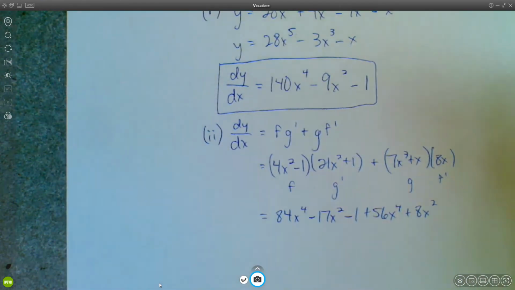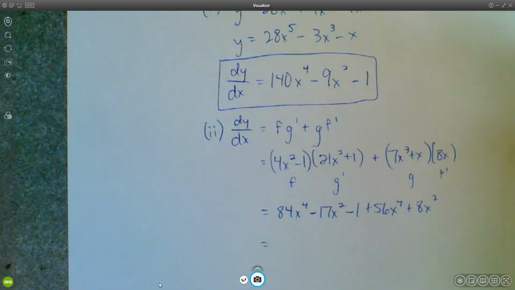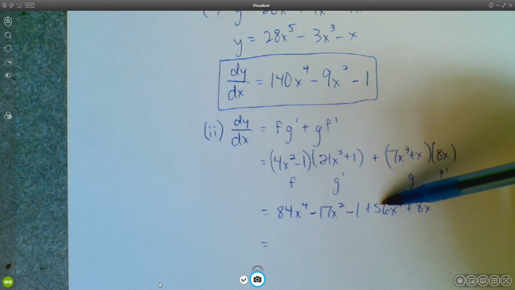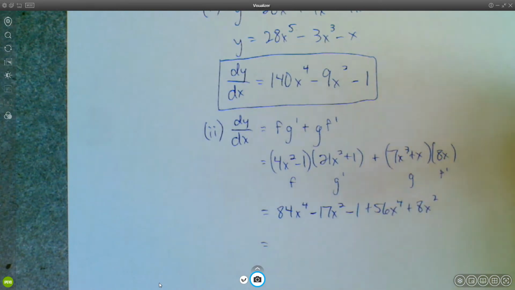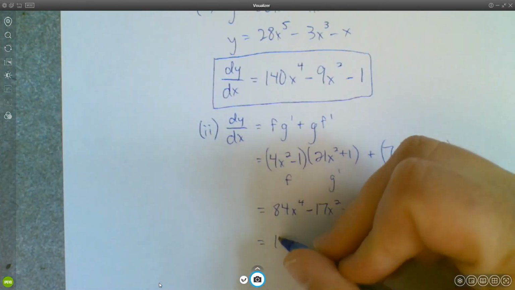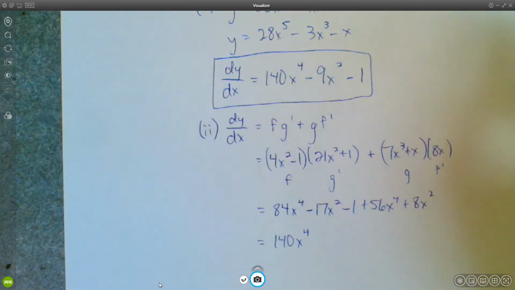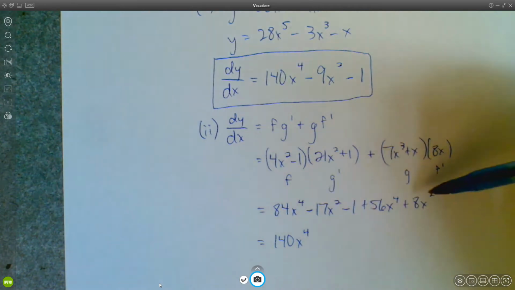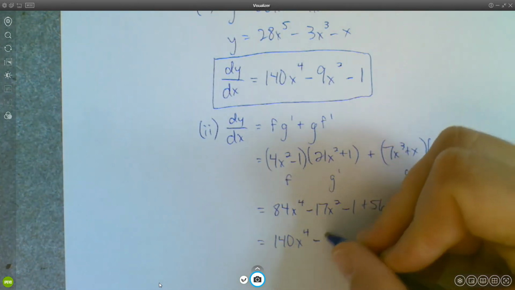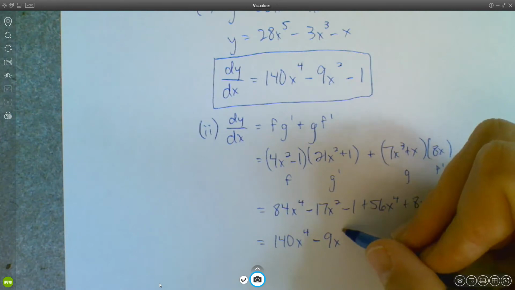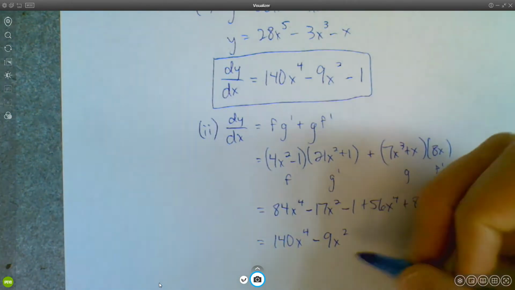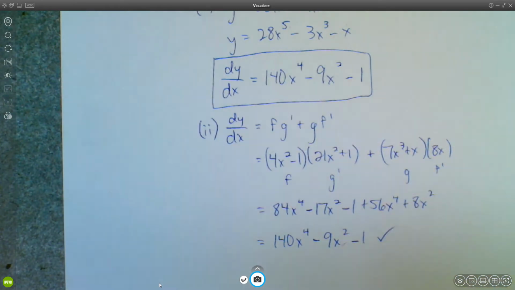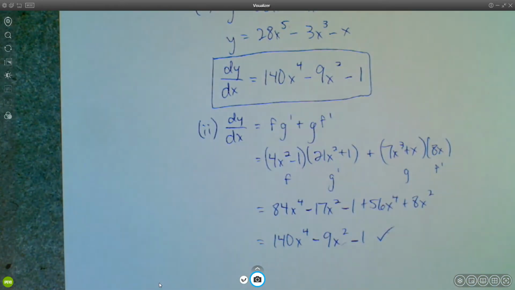And if we combine our like terms now, 84 plus 56, well, the 6 plus 4 will bring this to a 90, and then 90 plus 50 would be 140. Negative 17 plus 8 is negative 9. And then minus 1. So sure enough, we got the same answer as what we got before when we used the product rule.